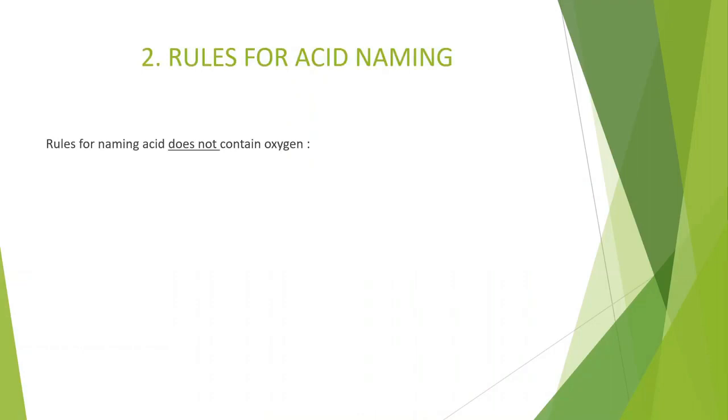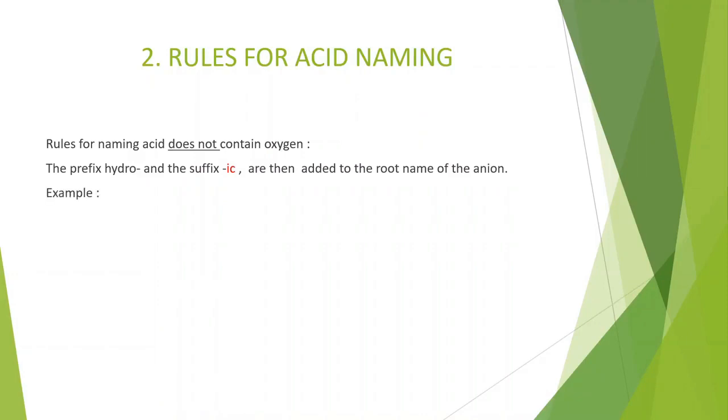Rules for acid naming. For an acid that does not contain oxygen, the prefix hydro and the suffix ic are added to the root name of the ion. Example: HF, which contains the ion fluoride, is called hydrofluoric acid.